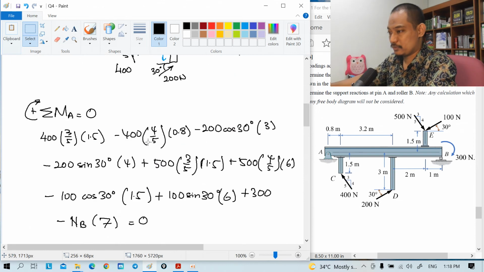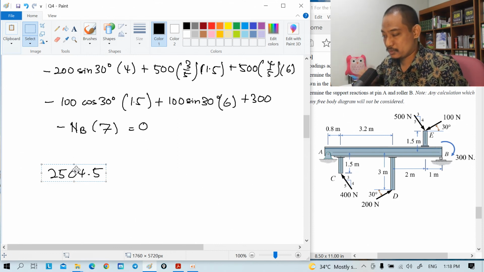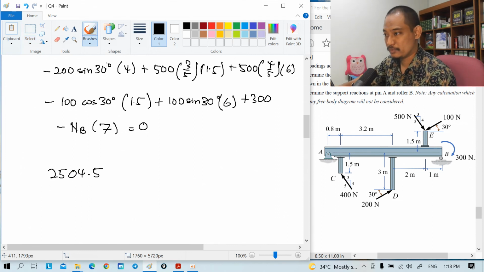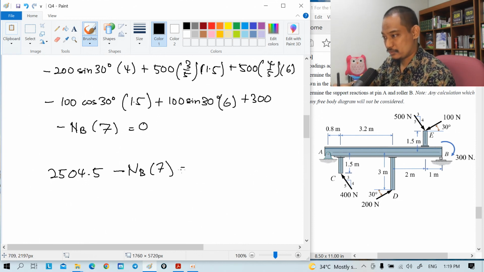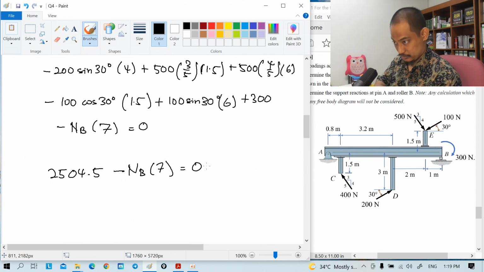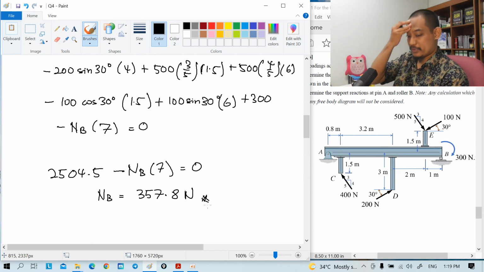Should be that one, right? So the whole thing is this one, and if you calculate back again, and then minus NB equal to 0. Sorry, no, minus NB times 7 equal to 0. So 2504.5 divided by 7, you get NB equal to 357.8 Newton.